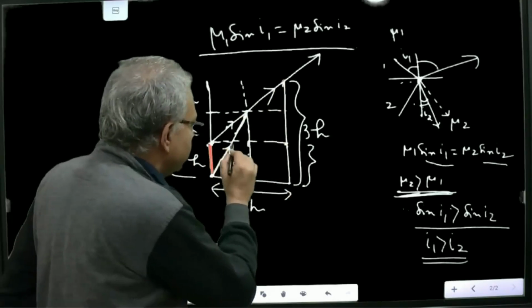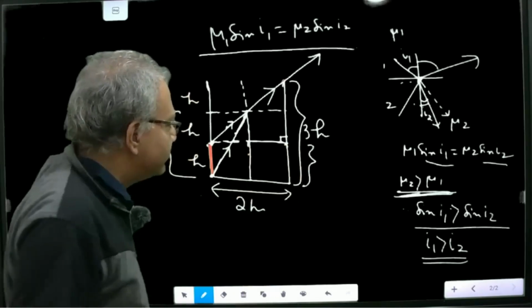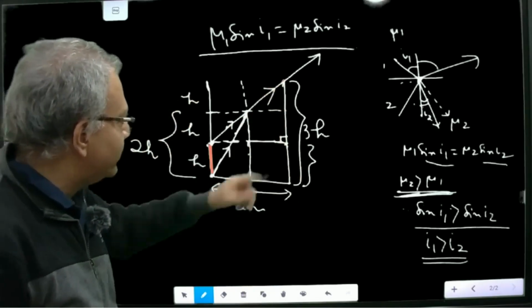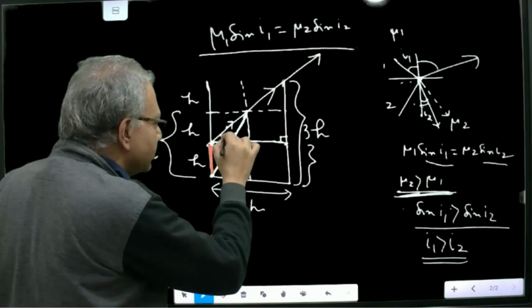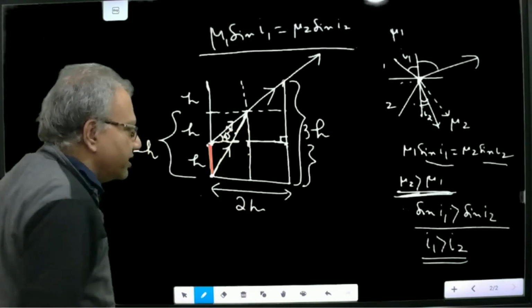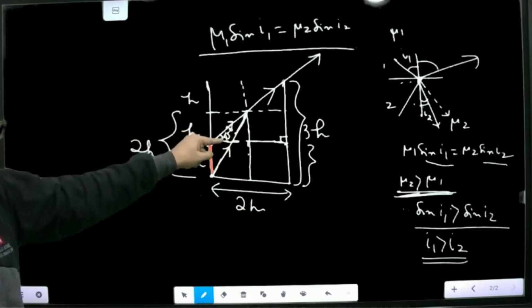I've dropped a perpendicular from here. This is 90 degree. Naturally, if this is 2h, this is 2h. So this is 45 degree. You understand? Simple geometry. This is 45 degree. We can observe from here.